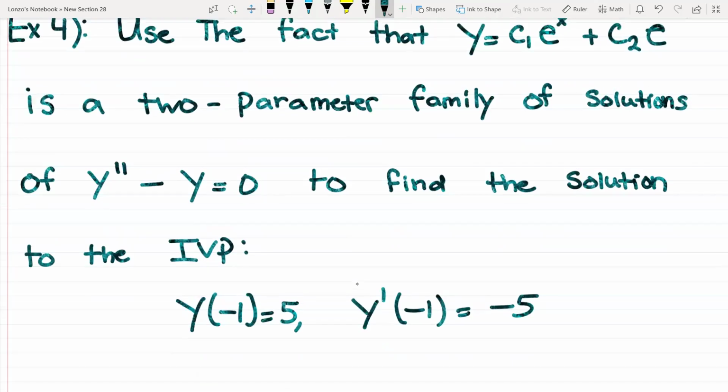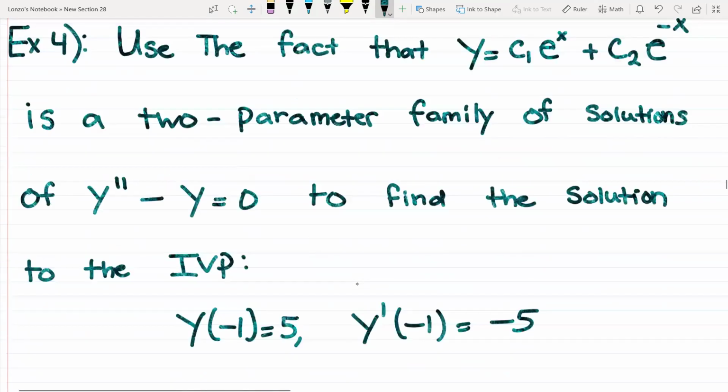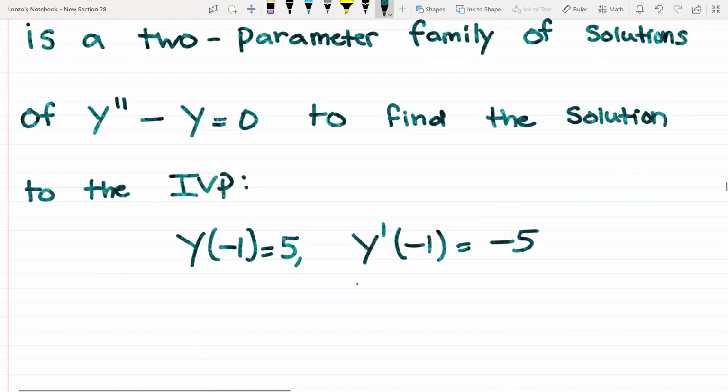So this time we've got to find C1 and C2. And it looks like we're going to have to do a system of equations. So what would I do first? I would plug in this initial value first. So this would be negative 1 comma 5, right? It's my initial value.